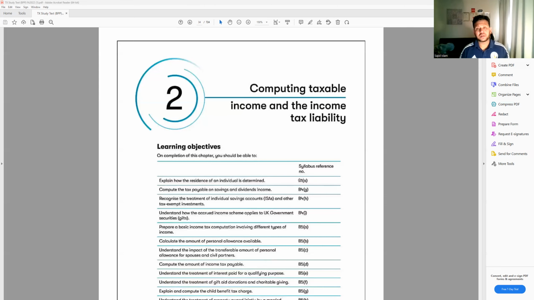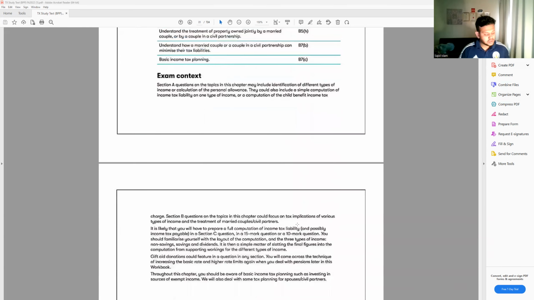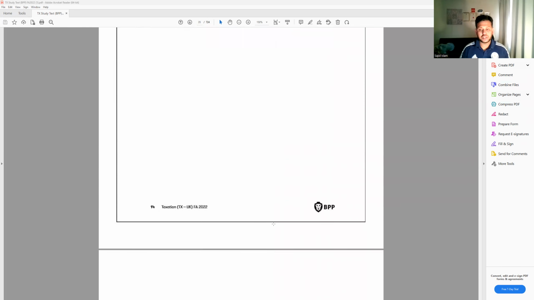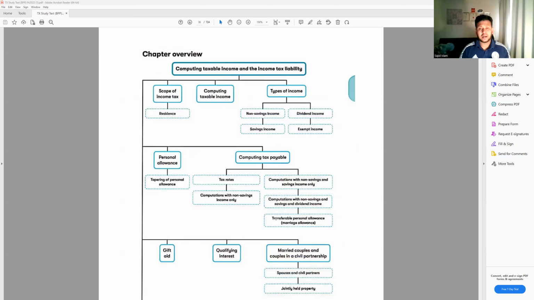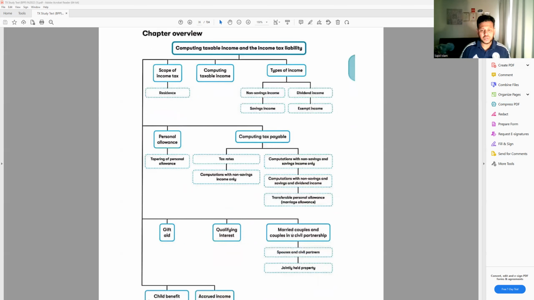The first thing we're going to look at is the chapter overview. On the chapter overview, we're going to look at what we're going to cover. I'll just quickly explain a little bit, a briefing, before we go and practice some questions. The first thing it says is the scope of income tax. Now the scope of income tax is linked with the residence.